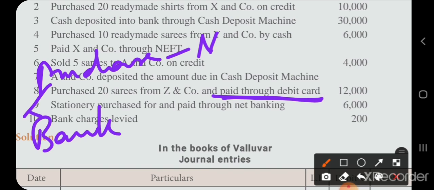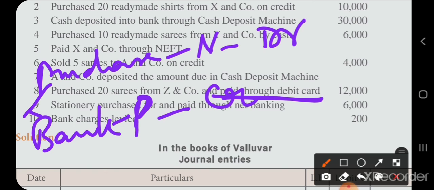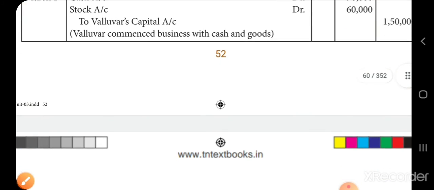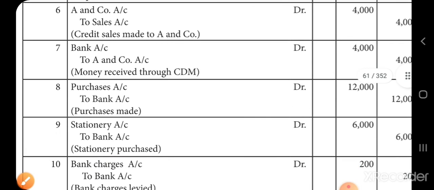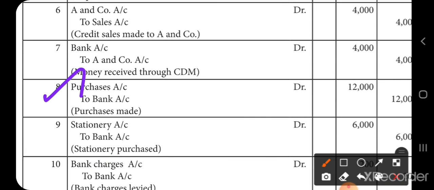Purchase is a nominal account. Bank is a personal account. Now apply the rule for nominal account. Debit all expenses and losses. So you debit purchase. Bank personal account, what is the rule? Debit the receiver, credit the giver. Here bank is giving the money, so you credit bank. The entry will be purchase account debit to bank account. Okay, purchase to bank.